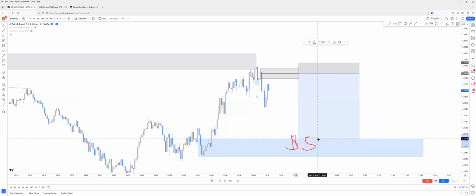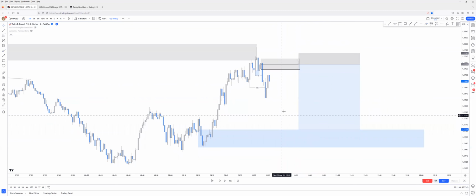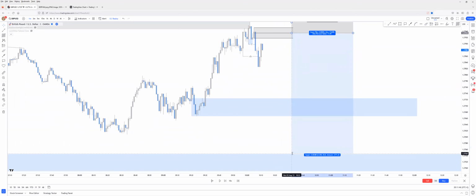So for my psychology, for my emotions, it was fine for me. I just wanted to close out the 5K and be happy for the rest of the day. And basically, that's why I closed the trade here. I could have let it run to my original TP, but this is how emotions control me personally.